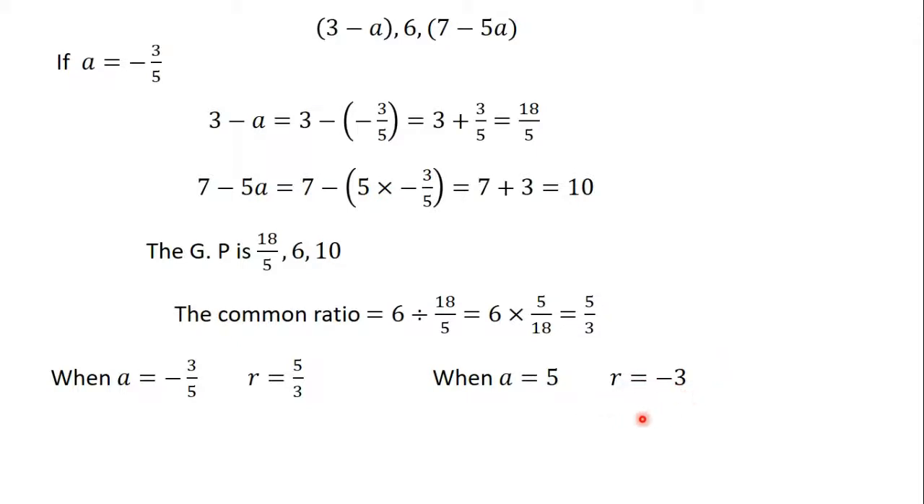In the question, we were told that r is greater than 0. That means that r is positive. From these two options, we can see that for r to be positive, a should be equal to minus 3 divided by 5. Because when a is equal to minus 3 divided by 5, r is equal to 5 divided by 3, which is a positive number. But when a is equal to 5, r is equal to minus 3. So since r is a positive number, then it means that the value of a is minus 3 divided by 5.